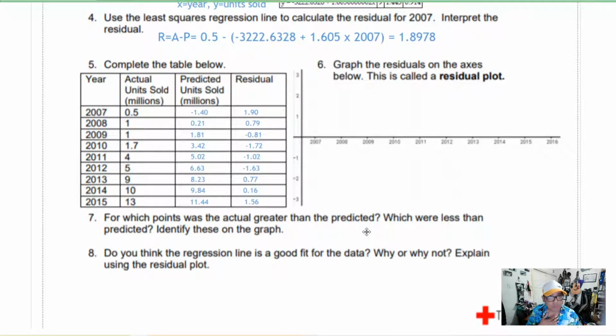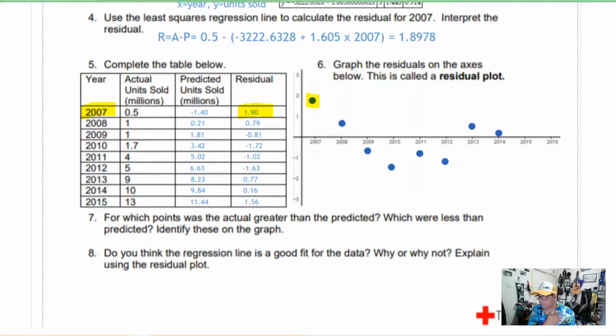With those values, we're going to create what's called the residual plot. So we'll do a few of these with you. The first thing to do is to locate the residual and the year. So in 2007, the residual was 1.9. So we're going to put a point. X coordinate is 2007. Y coordinate is the residual, which is 1.9. Just like that. And we're going to continue to put the points. The next one is 2008 and 0.79. Continue. And that completes our residual plot.